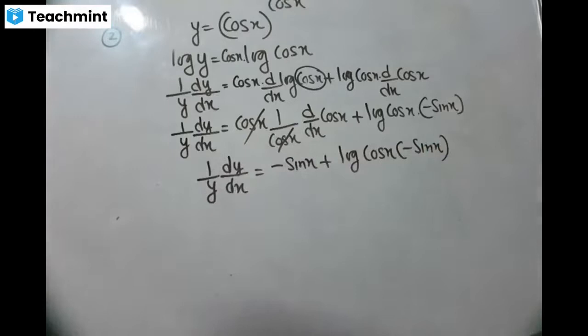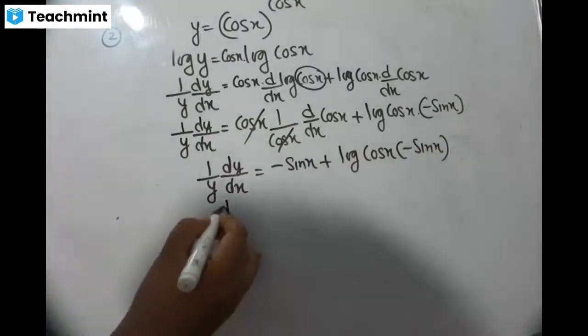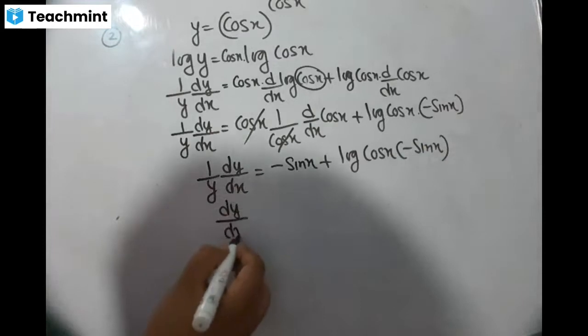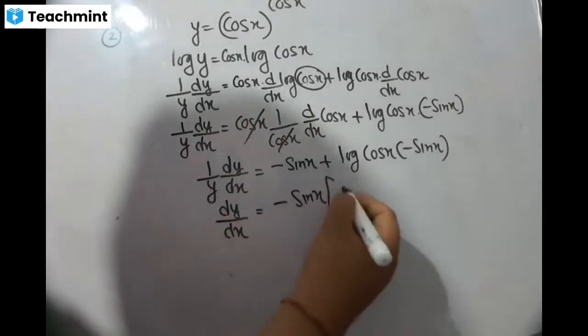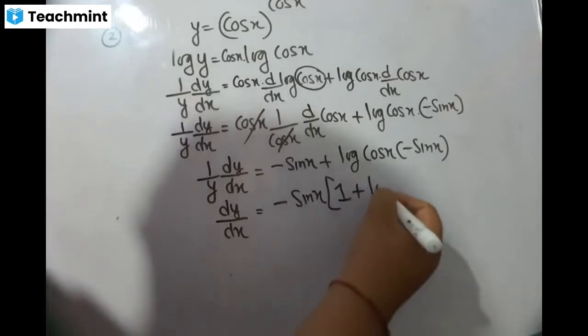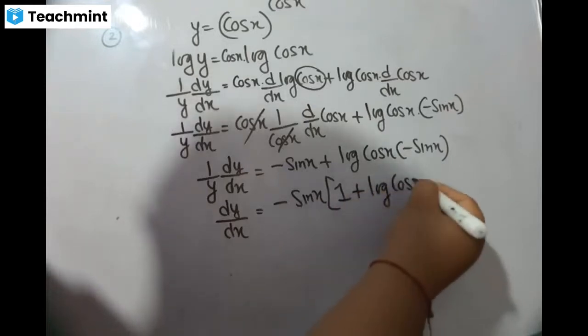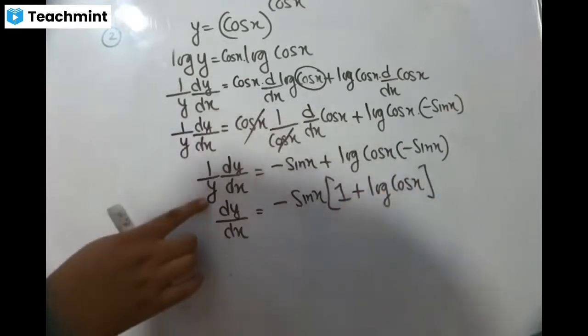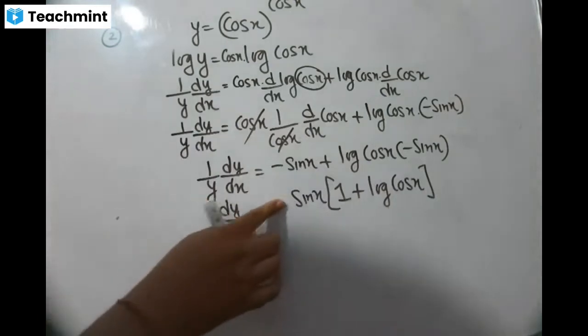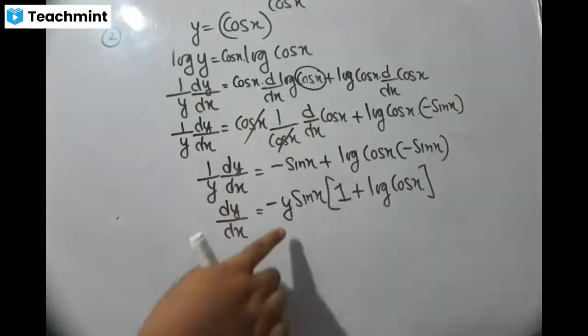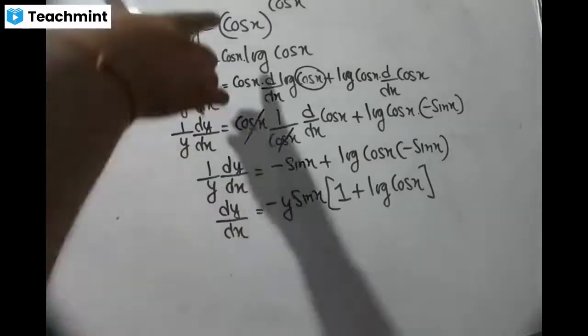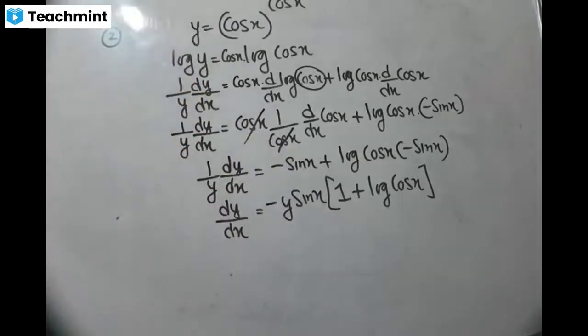So what I can see is minus sin x common. So when I take minus sin x common, what do I get? I'm going to get 1 plus log cos x. And the y which was in the denominator goes up and becomes minus y sin x. I skipped one step. This value, y, has to be written as its value, cos x to the power cos x.